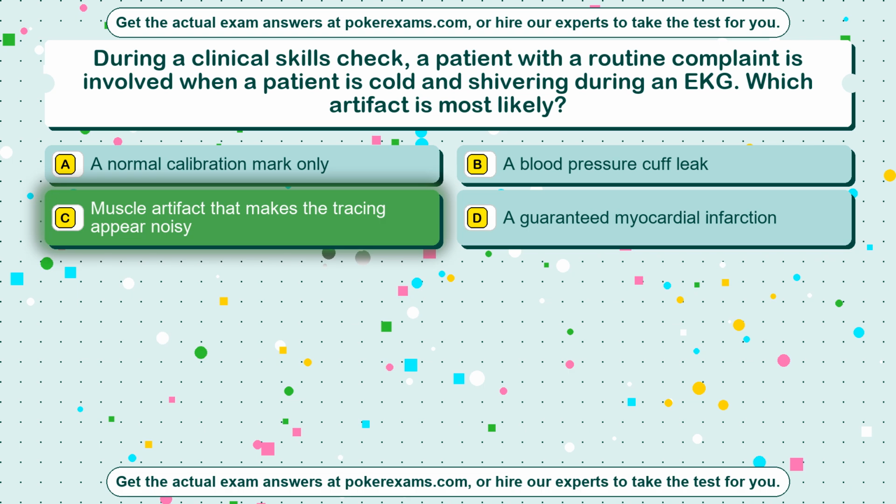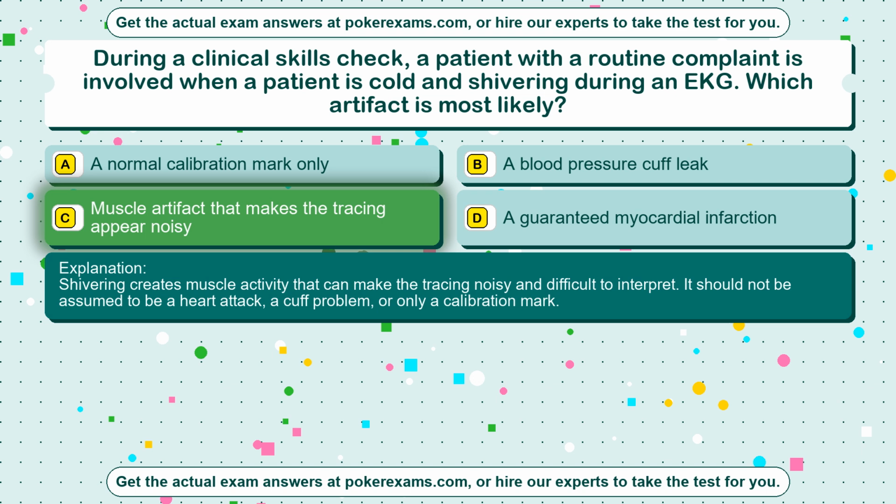The correct answer is option C, muscle artifact that makes the tracing appear noisy. Shivering creates muscle activity that can make the tracing noisy and difficult to interpret. It should not be assumed to be a heart attack, a cuff problem, or only a calibration mark.